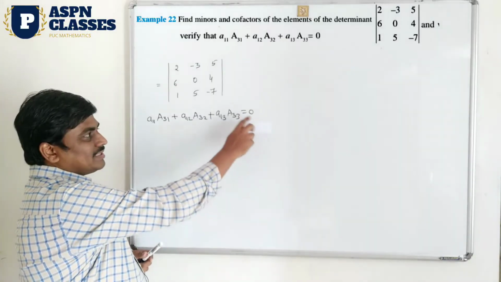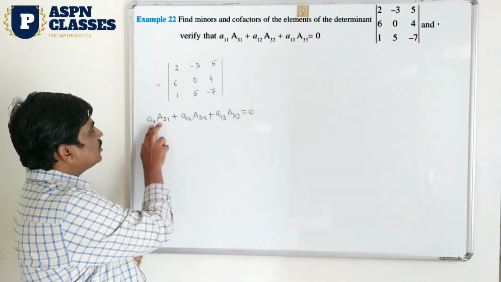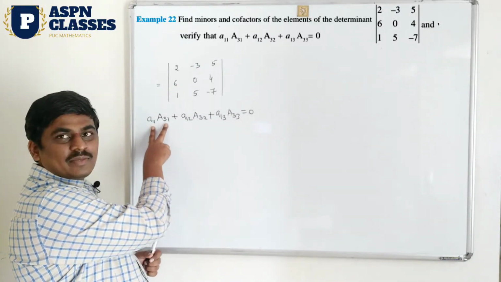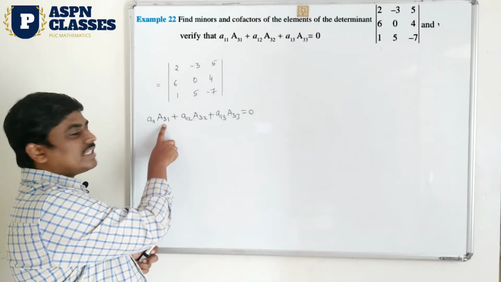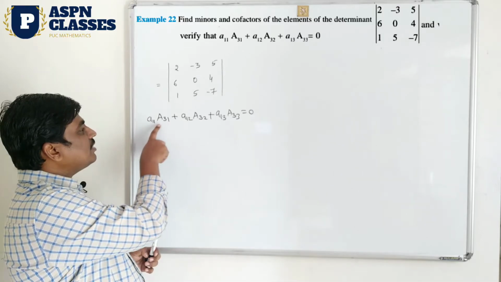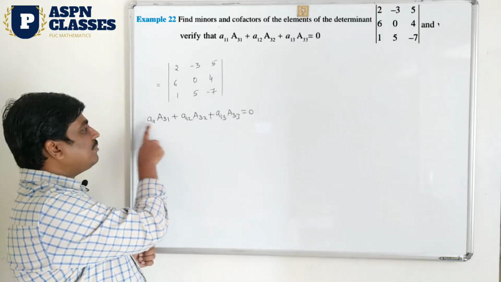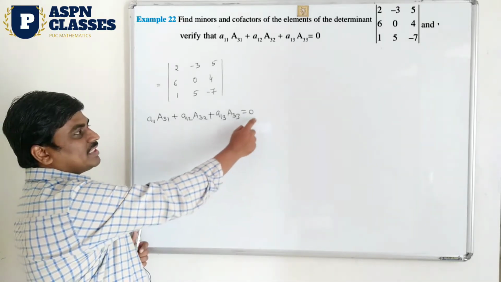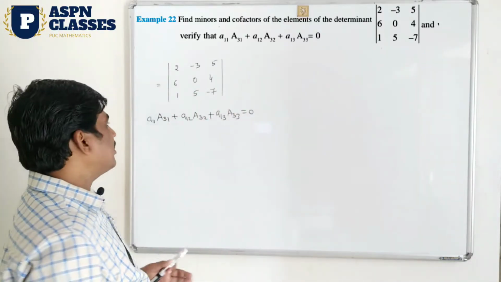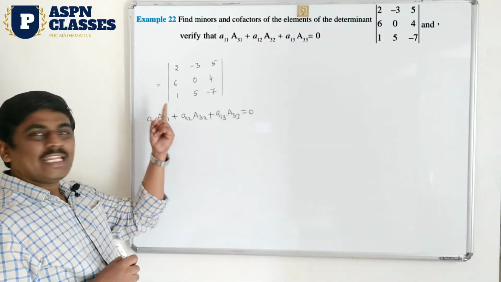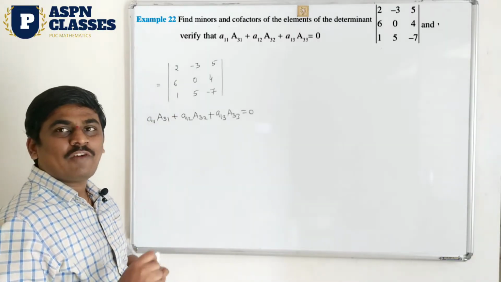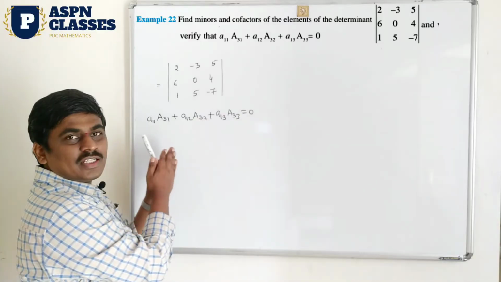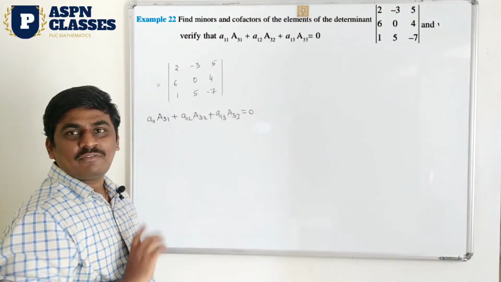Observe why this result is 0. In this case, the element and the cofactor are different. The element is A11 and the cofactor is A31. This is a different row, so these two are different, which means the result is always 0. Let us check by finding A31. You have to find the A31 cofactor. After adding all the results, you get the answer 0, which verifies this result.